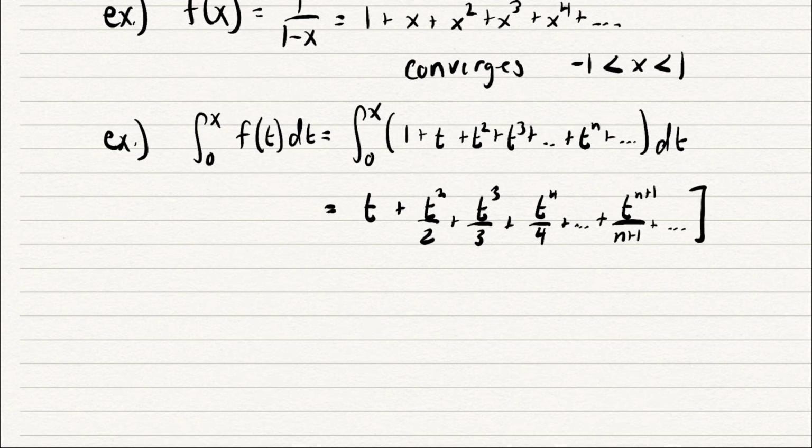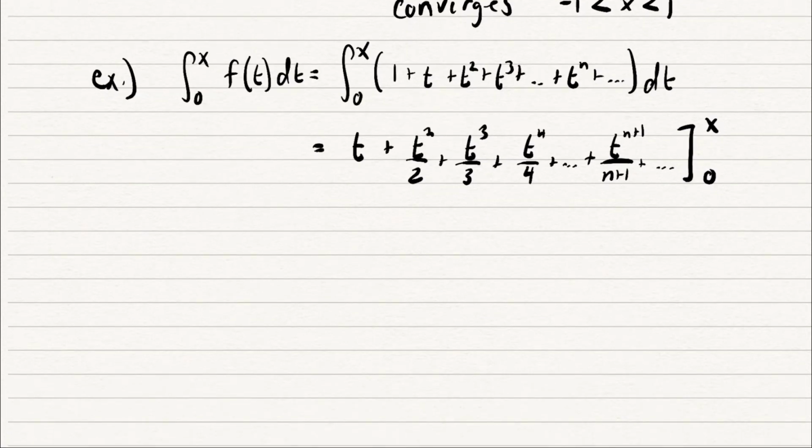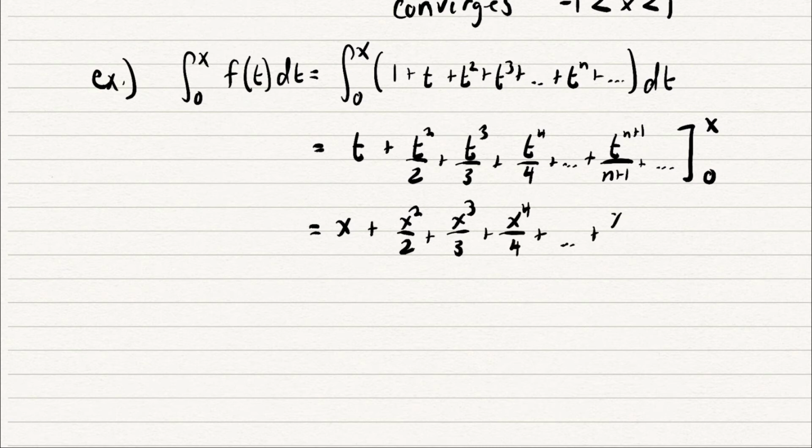And then remember, since we're doing a definite integral, we're going to be going from 0 to x. I don't need to worry about the 0 because if I make every single one of those terms 0, then they're just all going to be 0. So I'm just going to replace them with x. So that's going to be x plus x squared over 2 plus x to the third over 3 plus x to the fourth over 4 plus dot dot dot plus x to the n plus 1 over n plus 1.